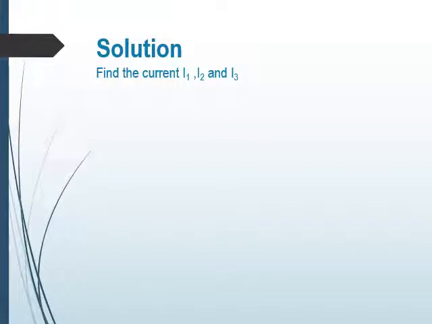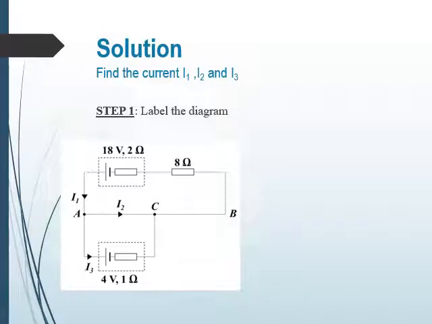As usual, step 1, label the diagram. This is the diagram given, and that is how I'm going to label it. But that is not the end yet. Other than EMF1, EMF2, R1, and then internal resistance 1 and internal resistance 2, I still have two more resistances in this diagram. Why? Because the question did tell you that wire AB is a wire with resistance. Therefore, this is how I'm going to label it.